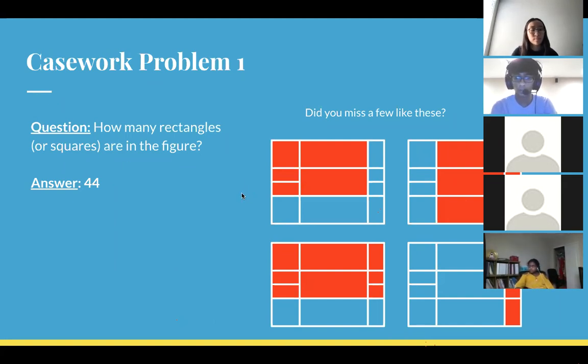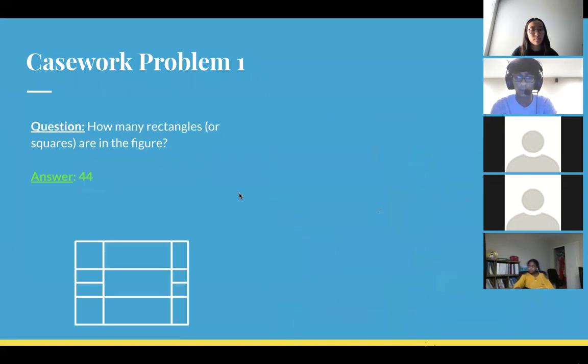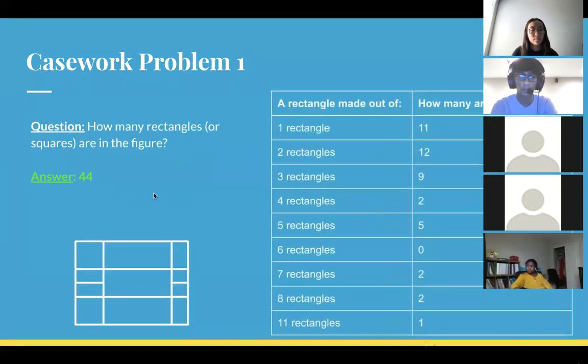These questions are pretty simple if you stay organized and if you have a little creative thinking to find the rectangles. So the amount of rectangles that are made out of 1 is going to be 11, right? So you just count the amount of rectangles there, and it's going to be 11. So 11 plus, and then the amount of rectangles that are made of 2 are going to be 1, 2, 3, 4, 5, 6, 7, 8, 9, 10, 11, 12. There's going to be 12 rectangles that are made of 2.